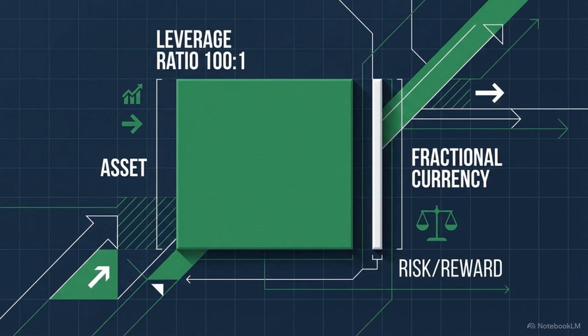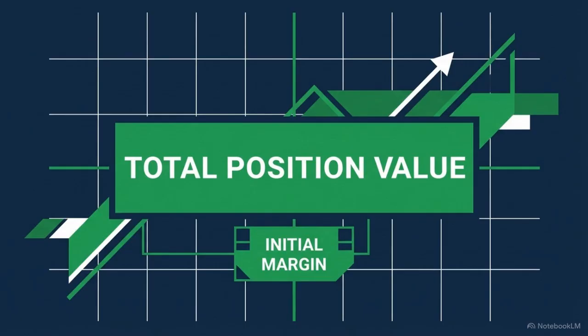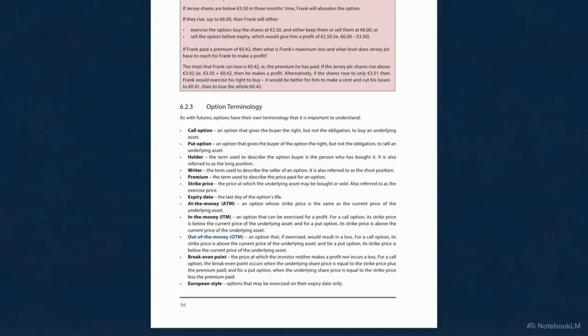Derivatives require buyers to pay only a fraction of the asset's total value, the premium or initial margin, to gain full market exposure. This creates immense leverage. Referring back to our terminology list, we see how traders measure this leverage.